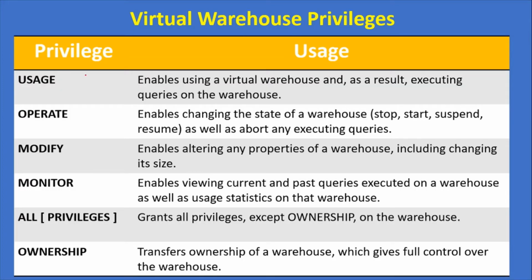Here is the list of the privileges on the virtual warehouse. The first one, usage, enables using a virtual warehouse and as a result executing queries on the warehouse. Operate privilege enables changing the state of a warehouse. That means stop, start, suspend, resume, as well as abort any executing queries. Suppose you're running a query and you want to cancel it, then this operate privilege should be assigned to a particular role so that with that role you can cancel the queries.